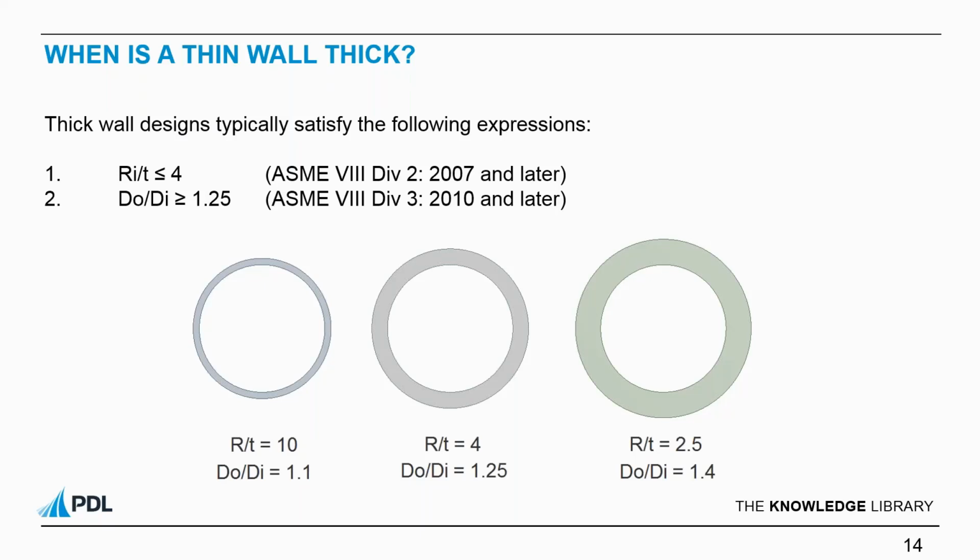They're mathematically equivalent. And essentially, what we're saying is if the inside radius to thickness ratio is less than or equal to 4, then it's a thick wall. Equally, if the outside diameter to inside diameter ratio is greater than or equal to 1.25, then it's a thick wall. So to give some context to these ratios, I've drawn out a thin wall cross-section on the left, a thick wall cross-section on the right, and then a wall section at the transition point in the middle.